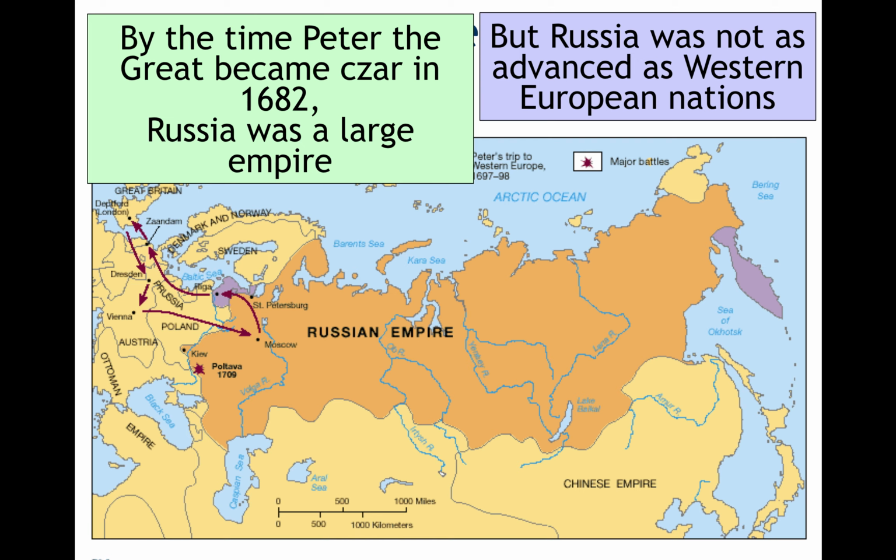You see it there in the dark orange, huge. But Russia was not as advanced as Western European nations. We will see that Russia will continue to struggle for a long time in history with the fact that they were less advanced. Their industry was not as far along. Their technology was not as good. They were not viewed by Europe as being part of Europe. They were viewed as kind of Asian, Eastern, not the same as Europe. They wanted to be viewed as part of Western Europe.